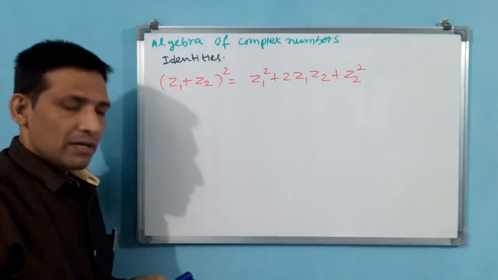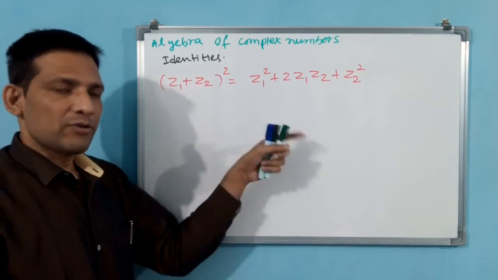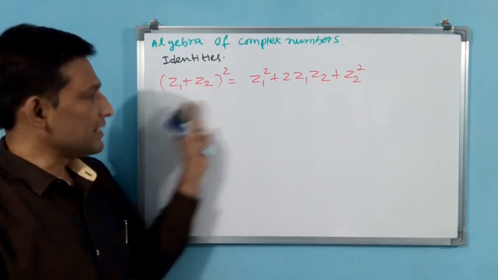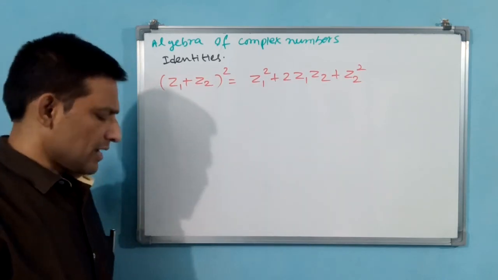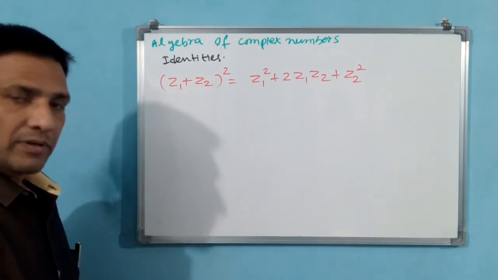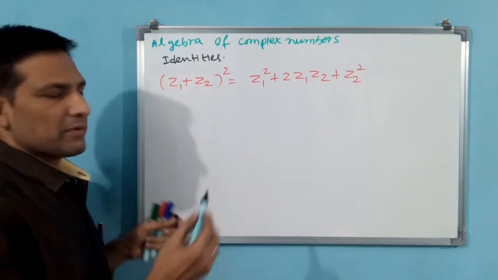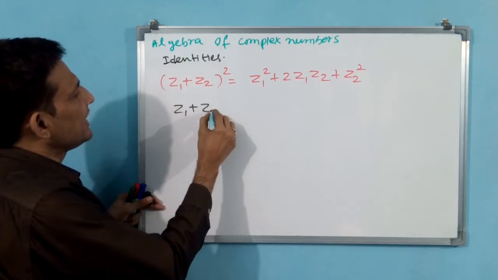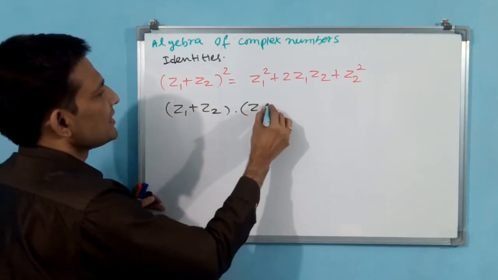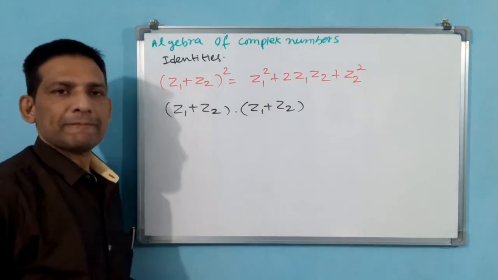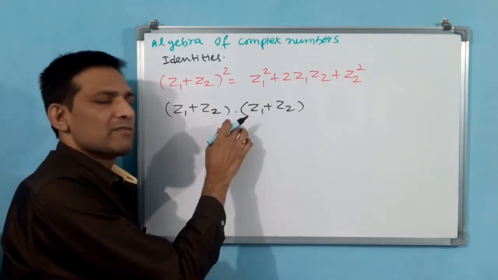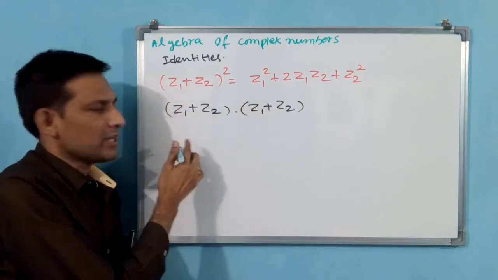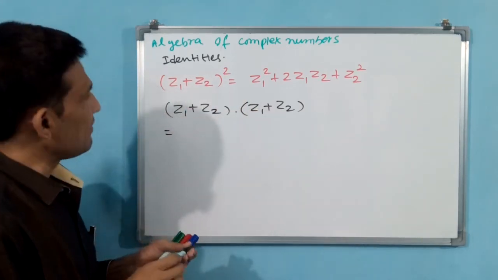But a plus b whole square you have written is normal algebra, and this is a complex number. Then whether this is followed? Yes, I am showing you how it is followed. One proof also I am giving. Here, Z1 plus Z2 whole square, shall I write it like Z1 plus Z2 into Z1 plus Z2? Same. So I am making the multiplication. You see how I am making.